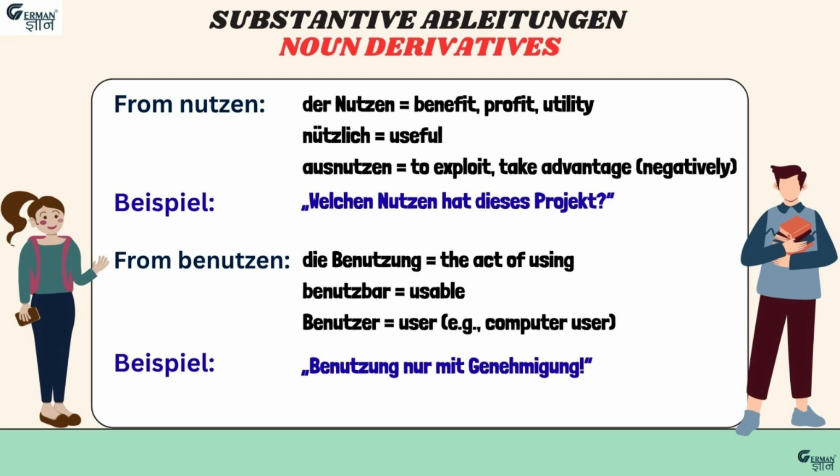Substantive Ableitung means noun derivatives. From Nutzen you can make der Nutzen, meaning benefit, profit or utility. Then nützlich means useful and Ausnutzung means to exploit or take advantage in a negative sense. For example, welchen Nutzen hat dieses Projekt? From Benutzen you can form die Benutzung, the act of using, benutzbar meaning usable, or Benutzer meaning user, for example a computer user. A sentence can be: Benutzung nur mit Genehmigung.